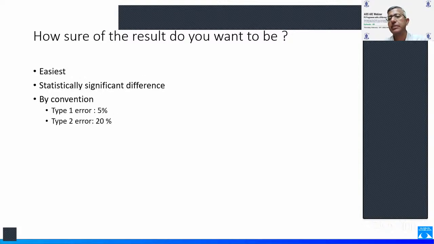How sure of the result do you want to be? And this in many ways is the easiest question, because you are trying to pick up a statistically significant difference. And by convention, for most studies, you would be using a type 1 error of 5% and a type 2 error of 20%. With very, very few exceptions, this is going to hold you in good stead.